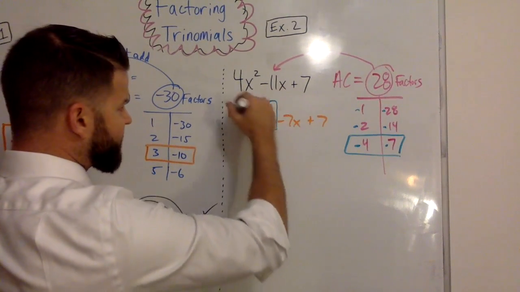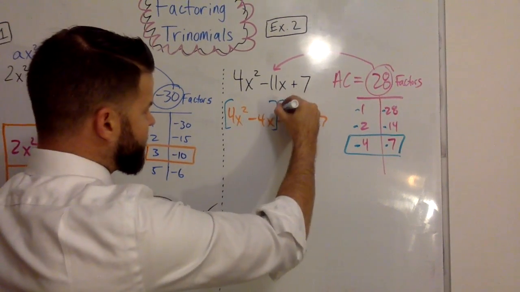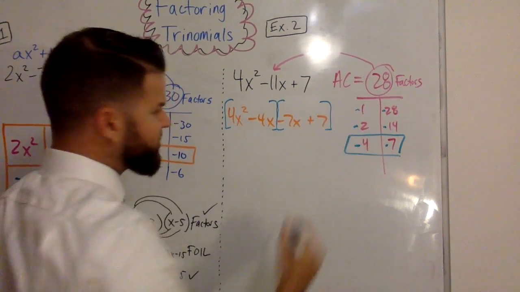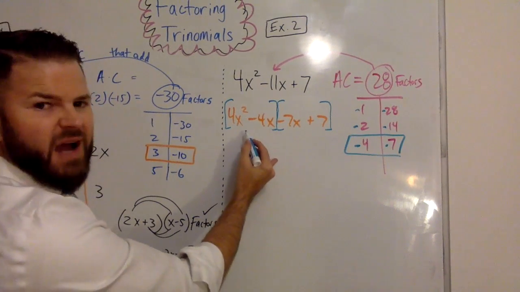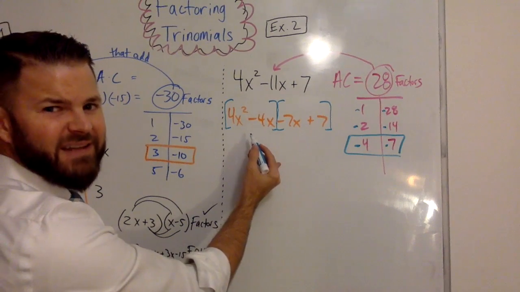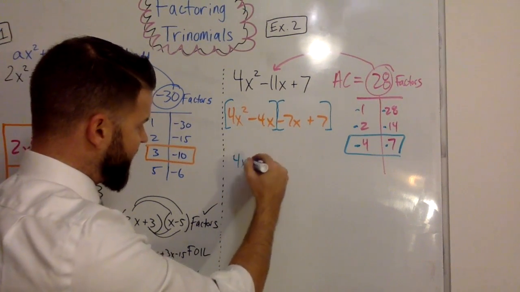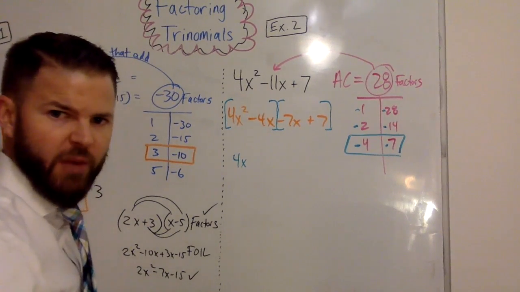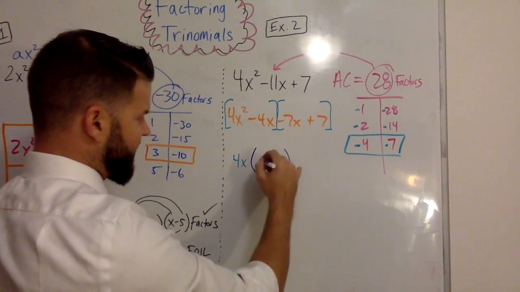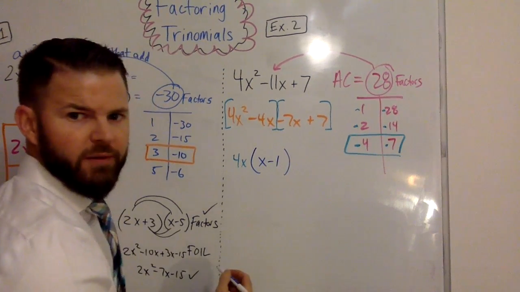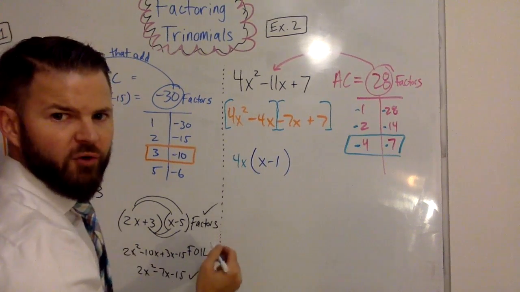So I got my first 2 terms, I'm going to put 2 brackets around them. I got my second 2 terms, I'm going to put 2 brackets around them. Now what I'm looking to do is find the greatest common factor of my first set. What do you got? Looks like they're both divisible by 4x. You guys okay with that? Yeah. Alright, so now what remains? Looks like I got an x minus 1. So if I send this 4x back in, I got my 4x squared minus 4x.